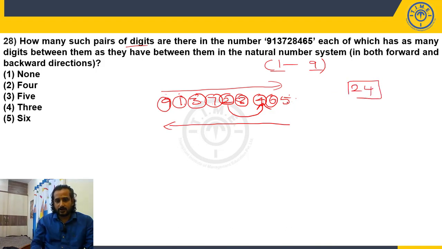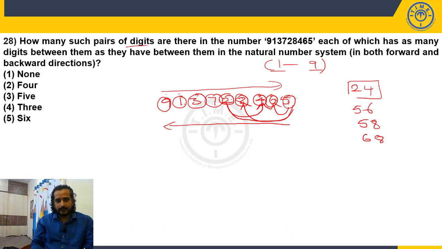In the backward direction, start with the 5. 5, 6 is perfectly matching, but don't stop, continue it. 5, 6, 7, 8 is perfectly matching. So 5 and 8 are also matching. 5, 8 and 9, that's it. Now start with the 6. 6, 7, 8 perfectly matching. 6, 8, 9, no.